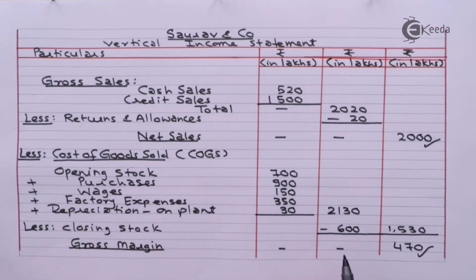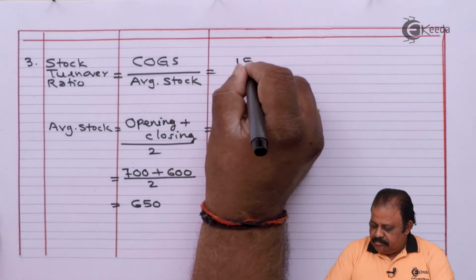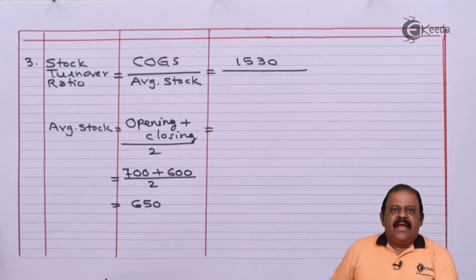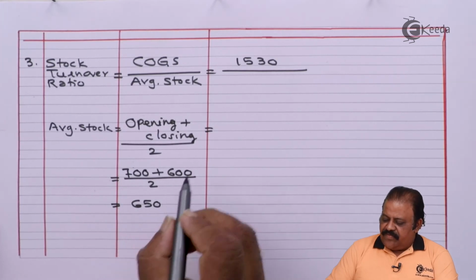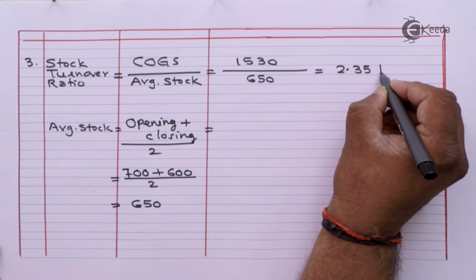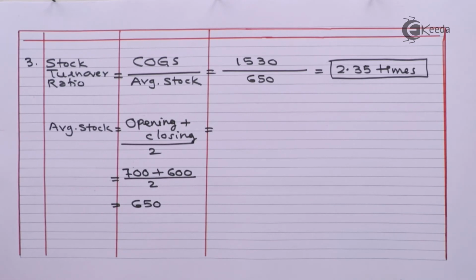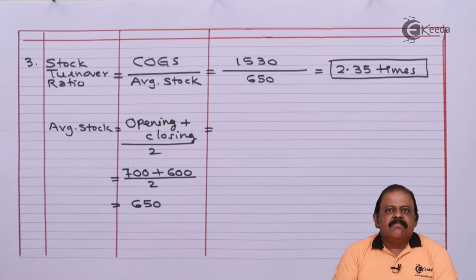Cost of goods sold, we have 1530 lakhs, divided by average stock, 650 lakhs. So answer is 2.35 times. We have calculated all ratios. We have arranged profit and loss account in vertical format as required by the question.